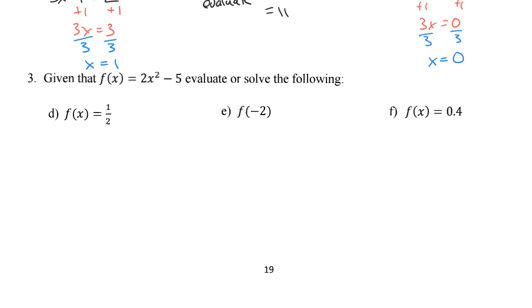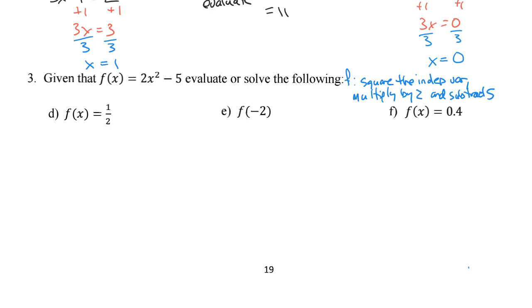The next question says, given that f of x is equal to 2x squared minus 5, evaluate the following. So what f is in this case is: square the independent variable, multiply by 2, and subtract 5. That's what the f rule means.